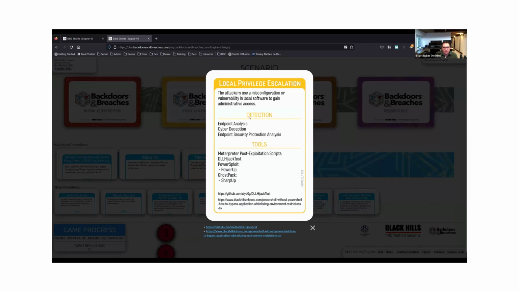And this kind of gives you an idea of how would you find out that this had happened. That's what is in the detection section. So if you thought somebody had done a local privilege escalation, you might find that by looking at the endpoint, some sort of cyber deception, or endpoint security protection analysis tools. And we'll get to the procedures that you'd follow in a second.